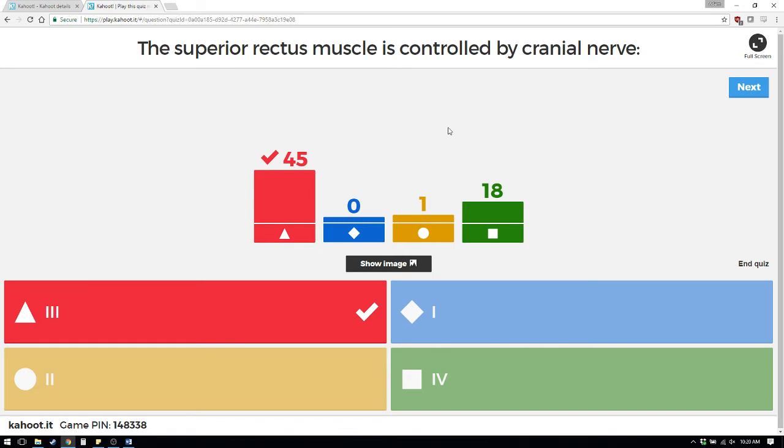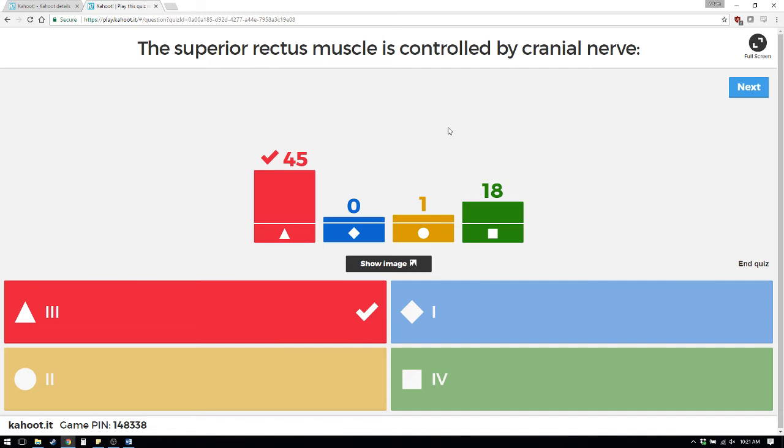So the superior rectus, what does that do for our eyeball? Should move it up, right? Up and a little bit kind of laterally. What does cranial nerve number one do? Smell. Cranial nerve number two? Sight. How about number four? Sorry, that's a superior oblique. That's a trochlear nerve, actually. So I apologize if I led anyone astray on that one.